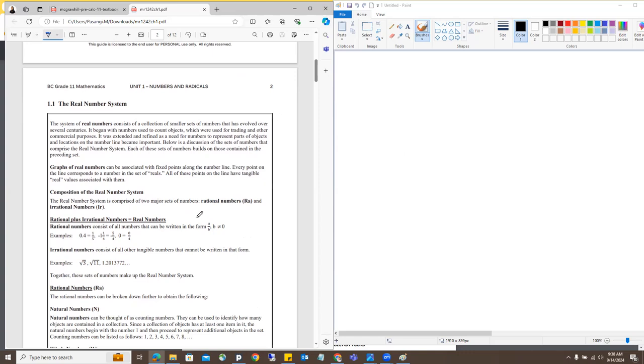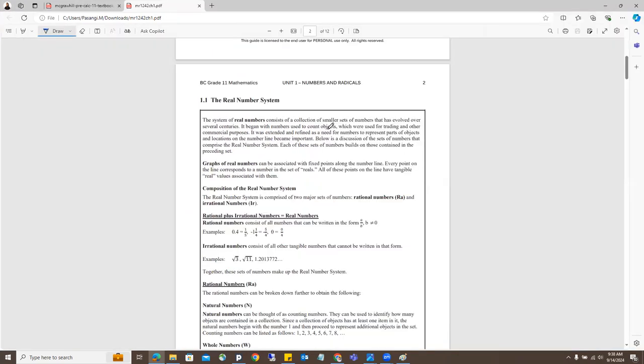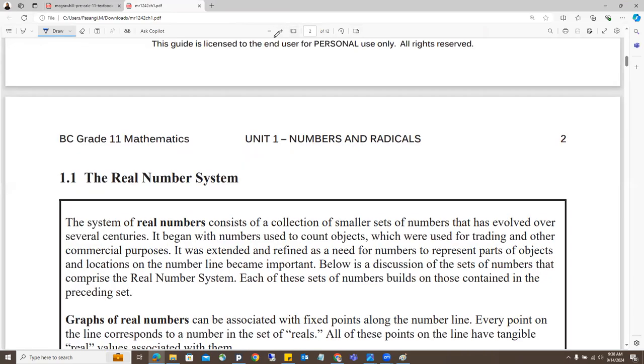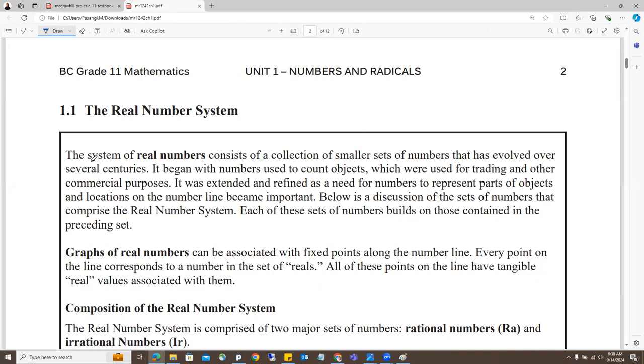So here, the real number system. If I make it bigger so that you can clearly see: the system of real numbers consists of a collection of smaller sets of numbers that have evolved over several centuries. It began with numbers used to count objects, which were used for trading and other commercial purposes. It was extended and refined as a need for numbers to represent parts of objects and locations on the number line. Below is a discussion of the sets of numbers that comprise the real number system. Each of these sets of numbers builds on those contained in the preceding sets.